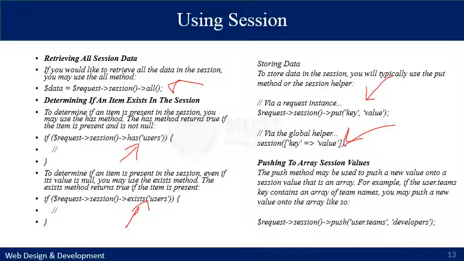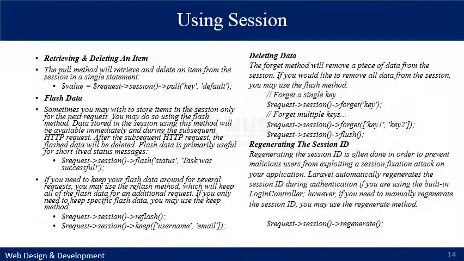You can push to array session values. The push method may be used to push a new value onto a session value that is an array. For example, if the user teams key contains an array of team names, you may push a new value to the array. So like this example, you can add to the user teams array a new value called developers. You can also retrieve and delete an item as well. You can pull the value by specifying the key, and if there is no key, you can specify the default.